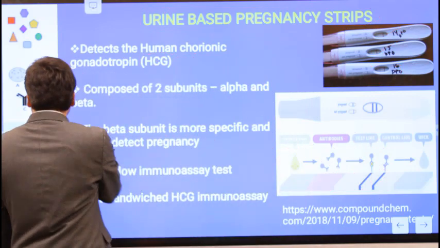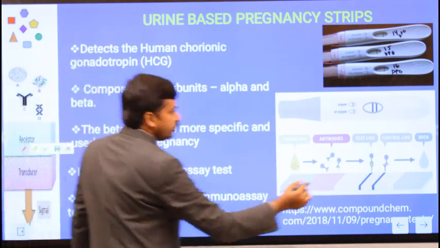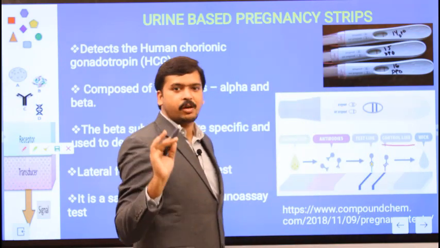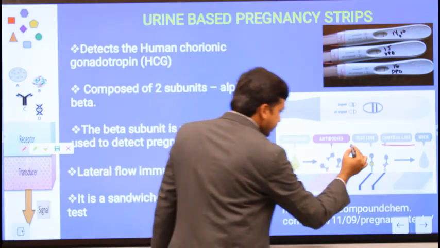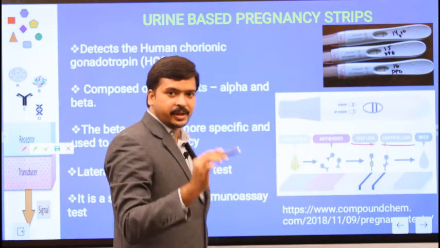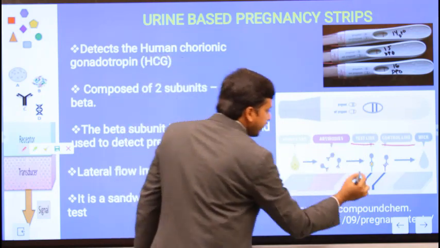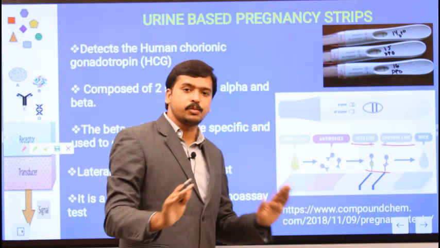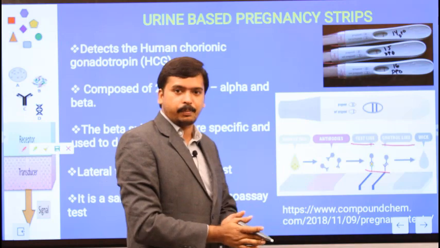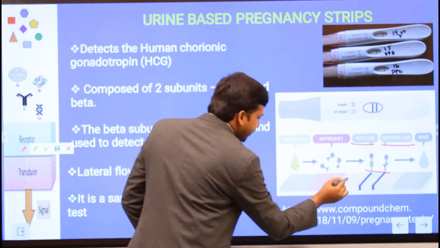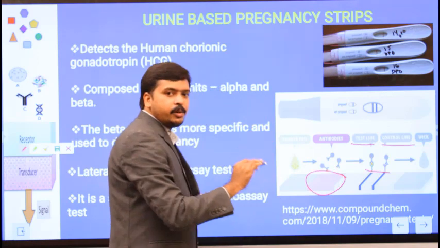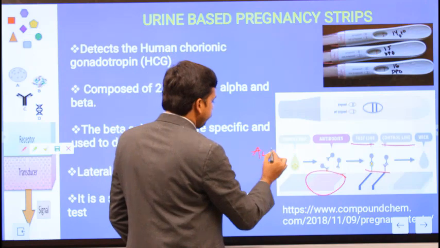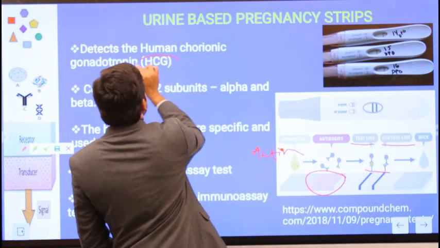So from this diagram, again I am reminding you, the control line helps you to confirm whether the strip is functional or not. And the test line confirms whether the person is pregnant or not. In both these cases, there are already immobilized antibodies which will not move from there. They are fixed in that particular place. Whereas in the reaction area, there are freely moving antibodies present. So your antigen is HCG.